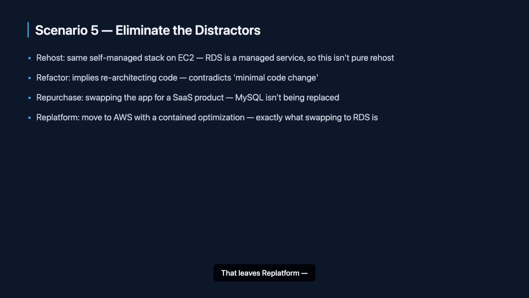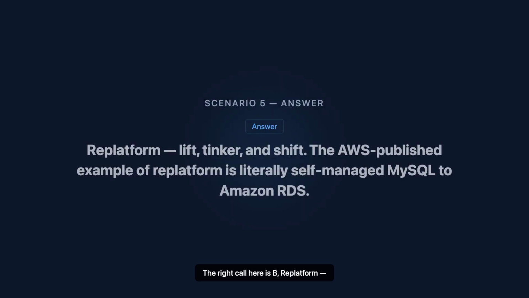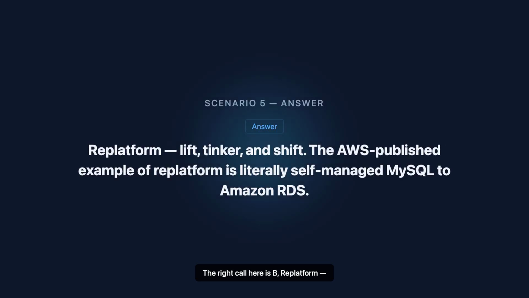That leaves re-platform. Move to Amazon Web Services with a small, contained optimization. Swapping self-managed MySQL for RDS is the canonical example. The right call here is B, re-platform, lift, tinker, and shift, and the reason is almost too on the nose. The example Amazon Web Services itself publishes for re-platform is literally self-managed MySQL moving to Amazon RDS.